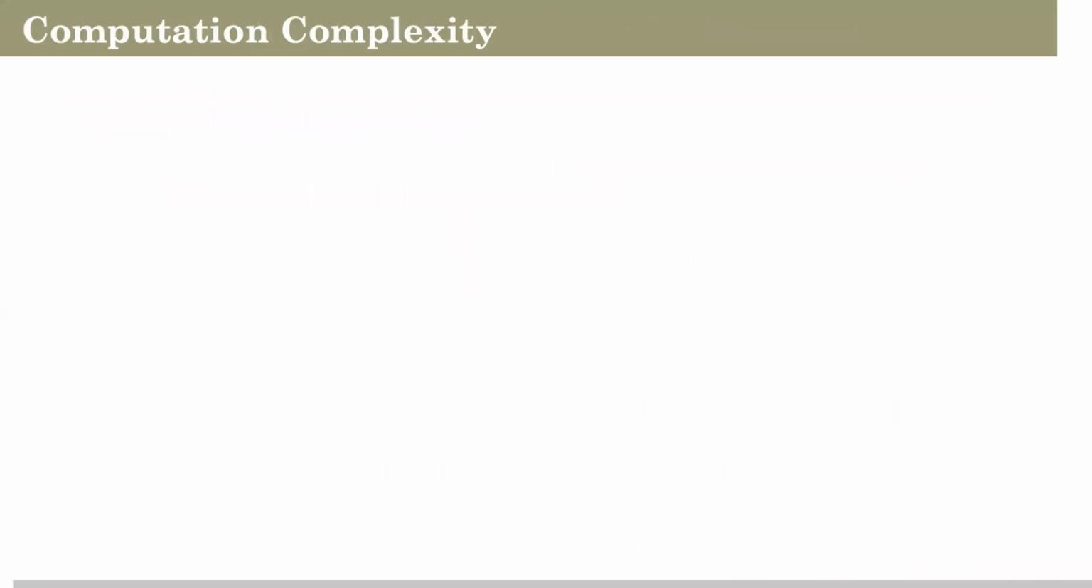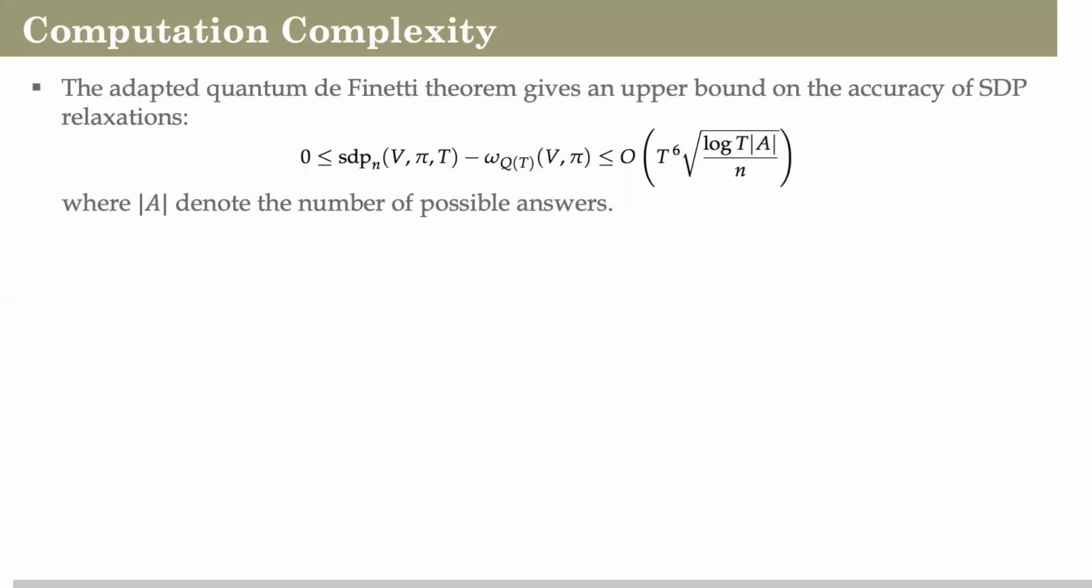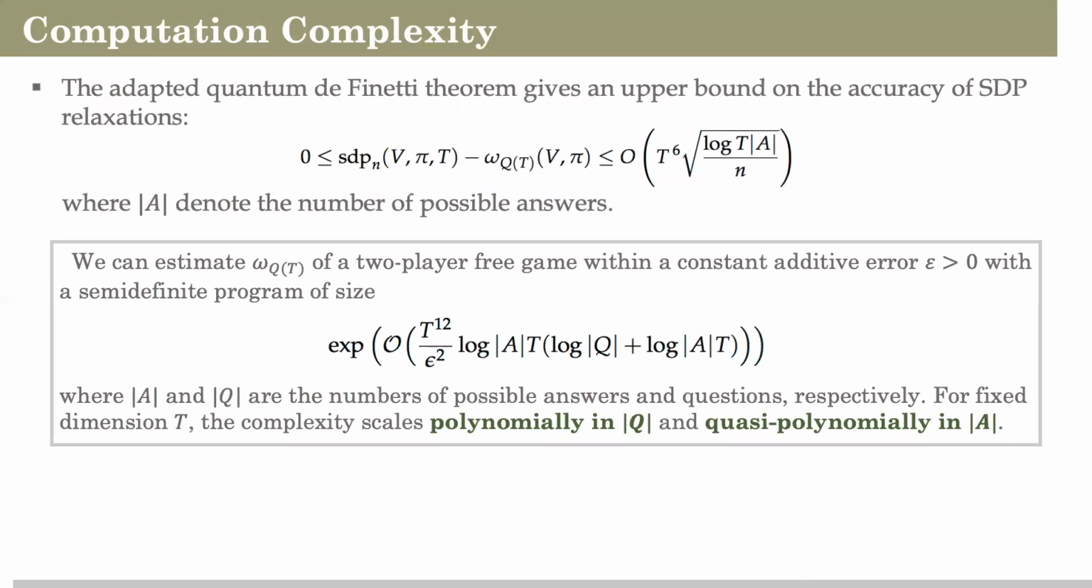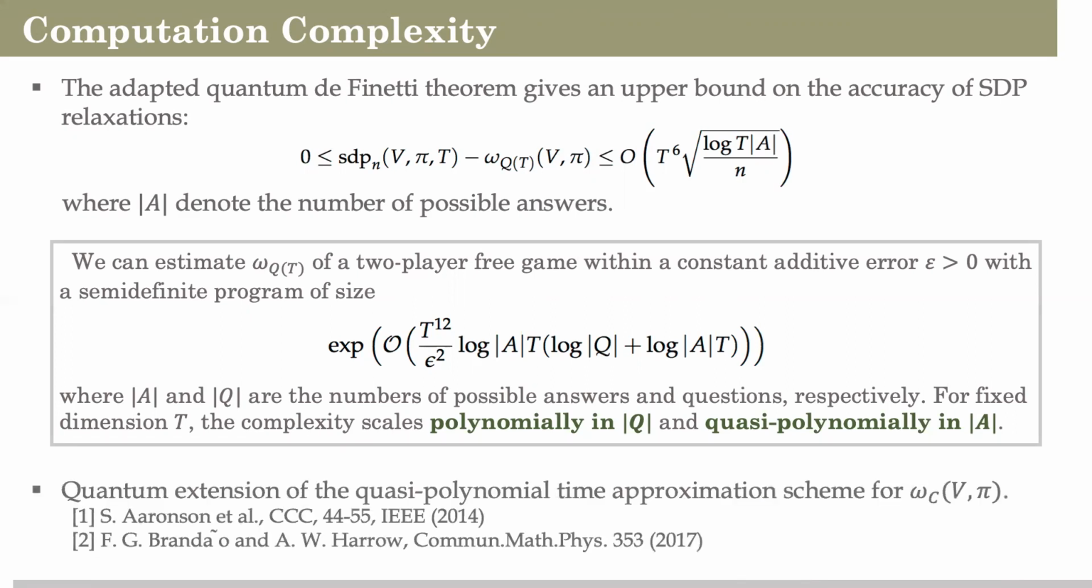But finally, using this adapted version of the quantum de Finetti theorem, we can find an upper bound on the accuracy of our SDP relaxations, which is given as these inequalities. And this straightforwardly gives the main result of our paper, the computational complexity of calculating omega_t of a two-player free game. We can estimate it within a constant additive error epsilon with a semidefinite program of this size, where A and Q again denote the number of possible answers and questions respectively. For fixed dimension t, the complexity scales polynomially in Q and quasi-polynomially in A. These results can be seen as a quantum extension of the quasi-polynomial time approximation scheme for the classical value omega_c for free non-local games, which I mentioned earlier in this talk.